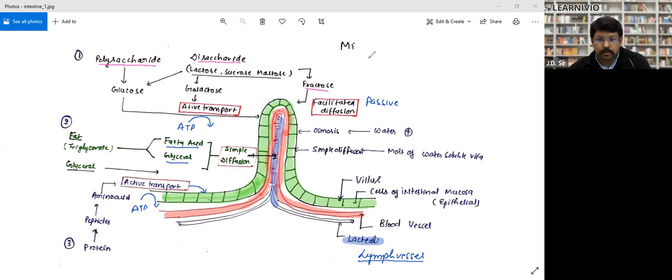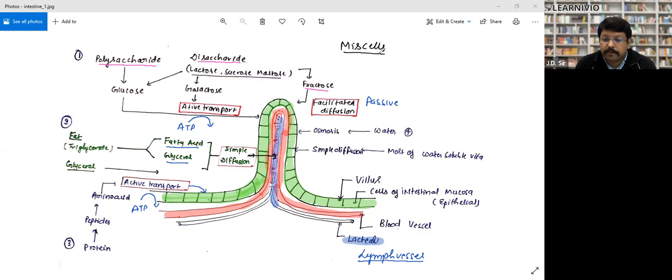Come on, you must have studied it in class 10. Micelles means a mixture of water and fat. So mixture of water and fat is called micelles.